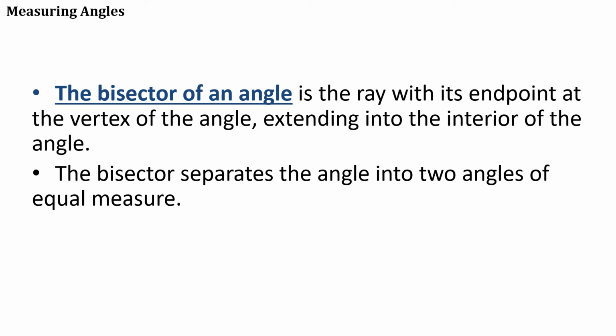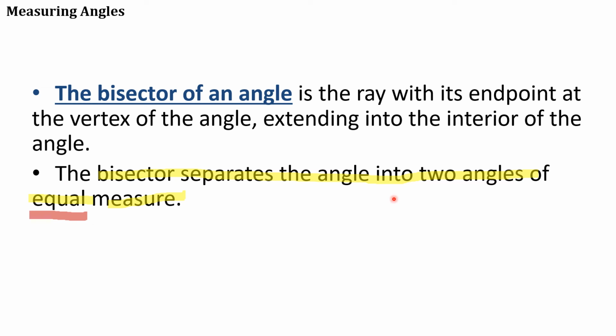The bisector of an angle is a ray with its endpoint at the vertex of that angle extended into the interior of that angle. The bisector separates the angle into two angles of equal measures. And the most important thing from that definition is that the bisector separates the angle into two equal measures. And I have to say this again, into equal measures.